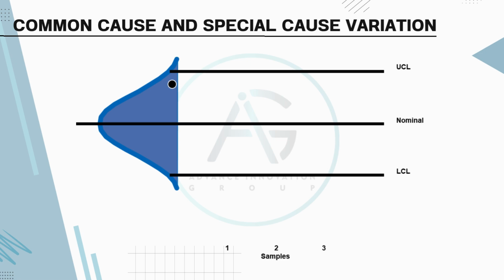Common cause and special cause variation. This chart illustrates the difference between common cause and special cause variation. Common cause variation is the natural fluctuation within control limits and reflects the stable, everyday performance of a process. But when a point falls outside the control limits, like the one near the UCL, it signals a special cause variation, indicating something unusual or unexpected has happened and requires investigation.